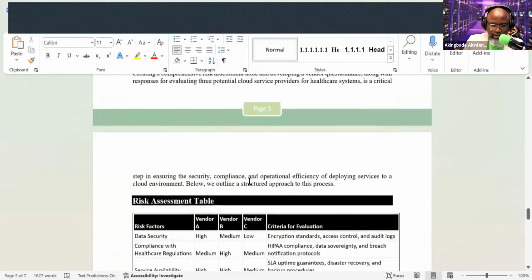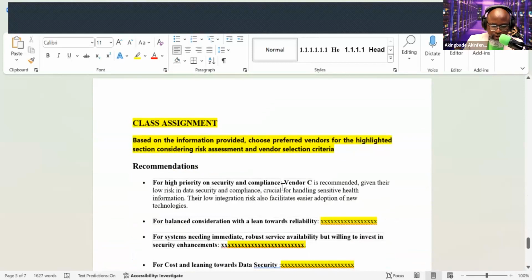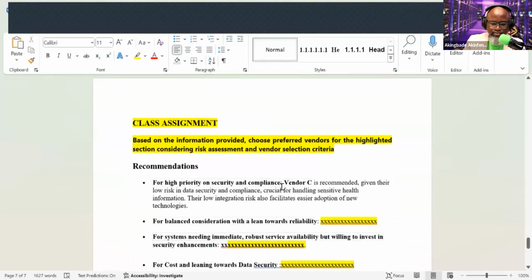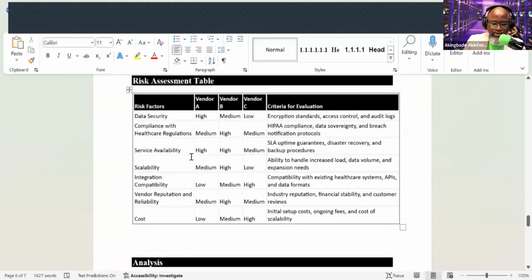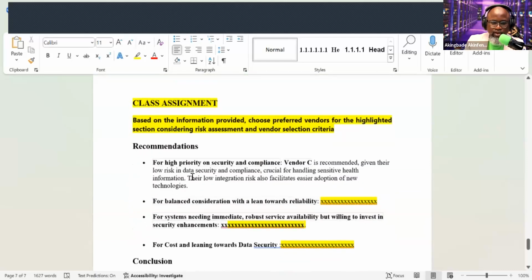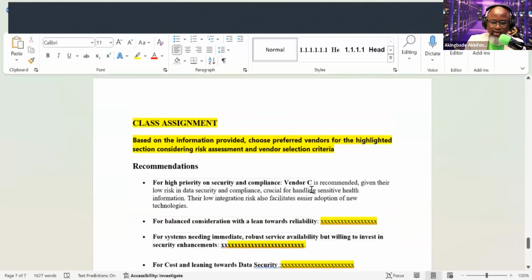So your assignment is this. I'm going to start with the first one. Based on the information above, they did a risk assessment for these vendors. Look at the information. I want us to work together on the first one, then you will do the last two. The first one says for high priority on security and compliance, vendor C is recommended given their low risk in data security and compliance, crucial for handling sensitive health information.